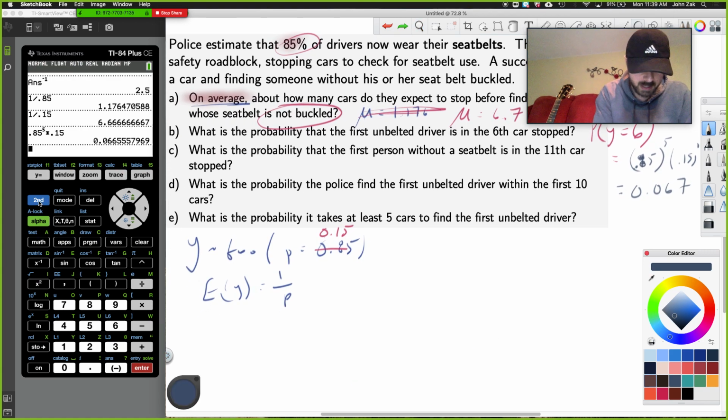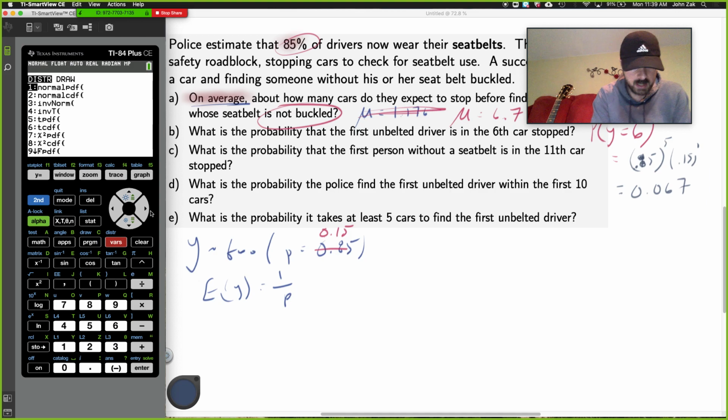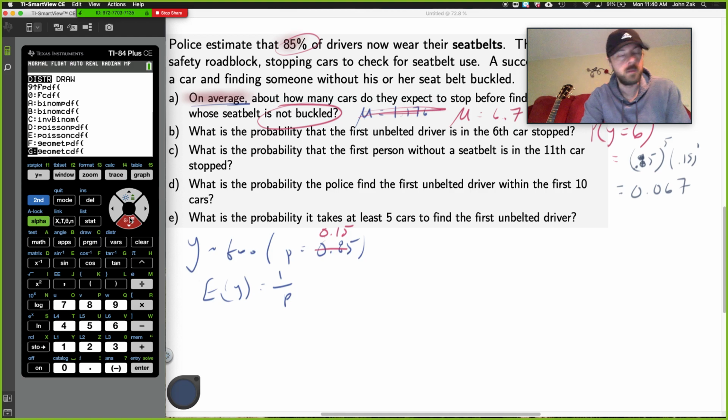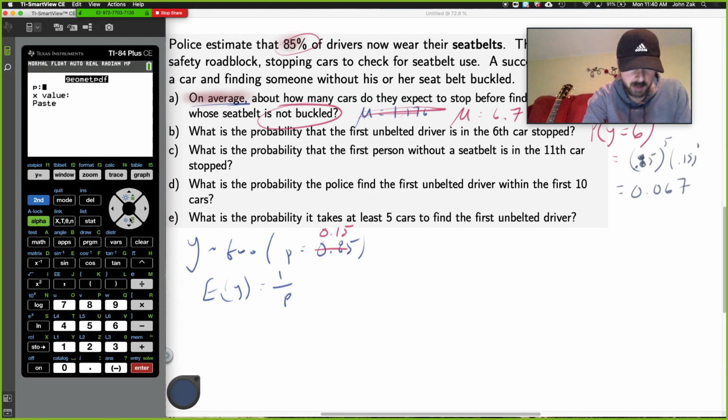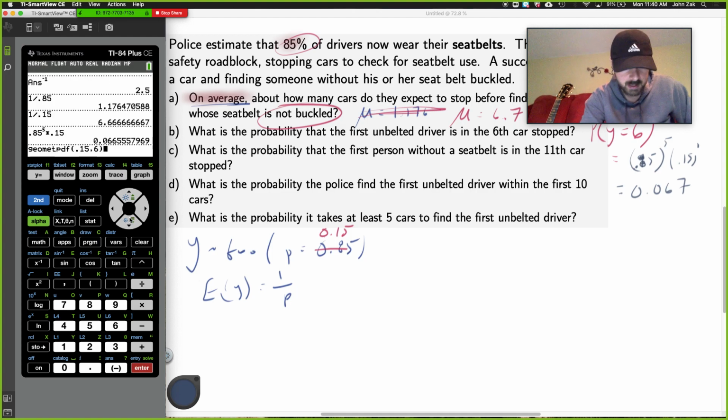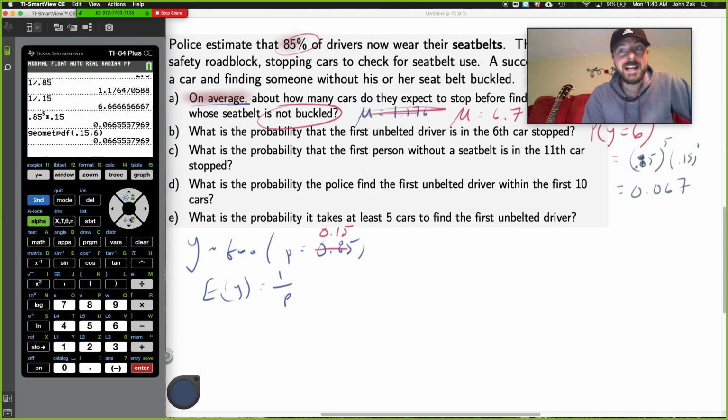So if I go in my calculator and hit second vars, and scroll all the way down to the bottom, here we go, geometric. See here, F and G in mine. It might not be F and G in yours, depending on what type of TI calculator you have. But if you go to geometric PDF, that would be for the probability of exactly something. I typed in 0.15 as my probability of success, and I typed in my X is 6. I could just hit that, and Shazam, I got the exact same answer, even faster.